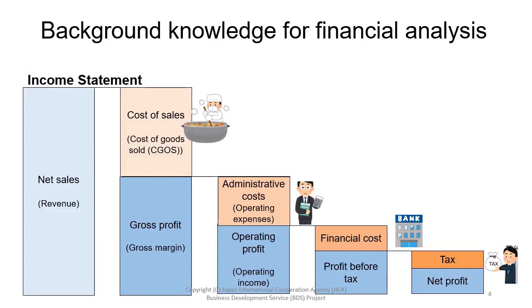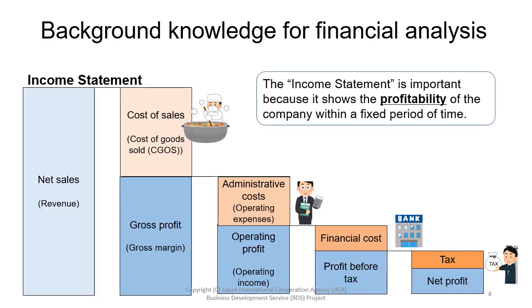Were you able to make an income statement? The items can be arranged in such a way. Net sales or revenue is what MSME earns at first, but they have to subtract cost of sales or cost of goods sold, administrative cost or operating expense, financial cost, and tax. Finally, what is left over is the MSME's net profit, which they can keep as their earnings. Income statement is important for an MSME because it shows if they are making a profit or a loss.